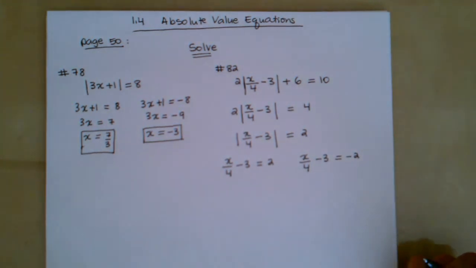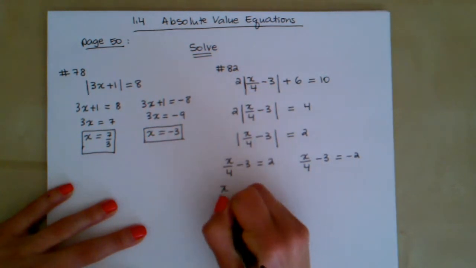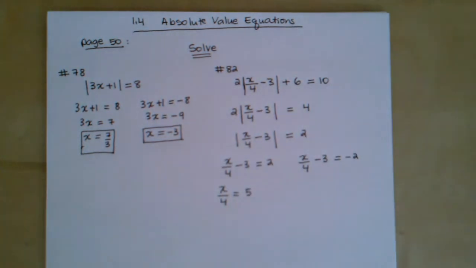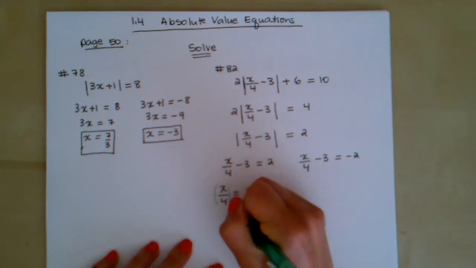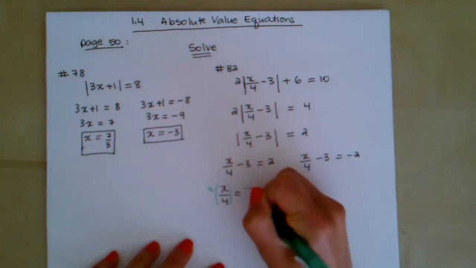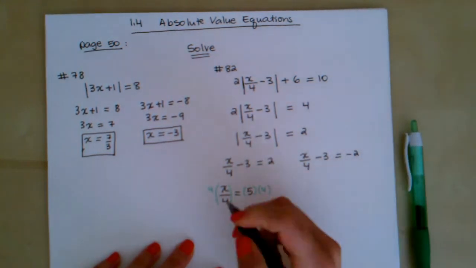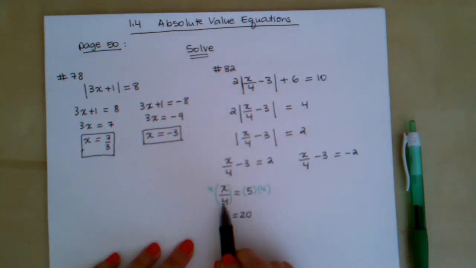And then we're just going to solve, so we can add 3 to both sides. We get x over 4 equal to 5. And in order to isolate the x, just make sure you multiply both sides by 4. And so x is equal to 20. Notice that the 4 reduces.